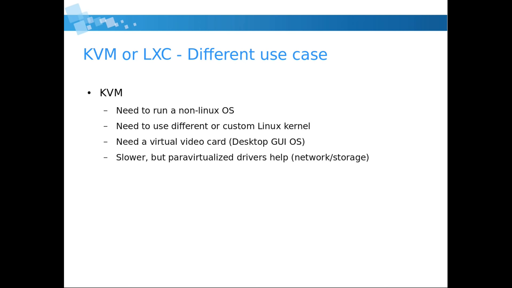Let's look at them. KVM: if you need to run a non-Linux operating system, you run on Windows, you want to run Solaris, you want to run Mac, something else in there, you're going to go for KVM. You need to use a different or custom kernel for some reason. You can't use the kernel that's on the host. You're making some new one or you're debugging it. This is where you're going to go for KVM.